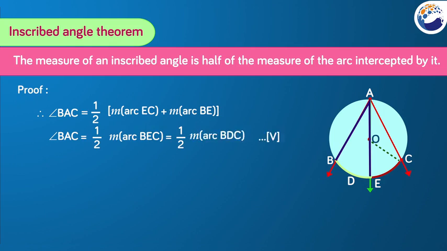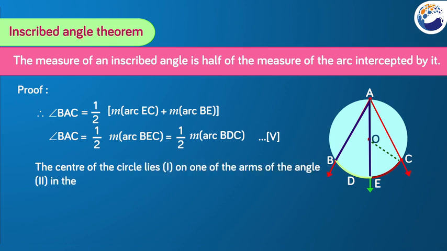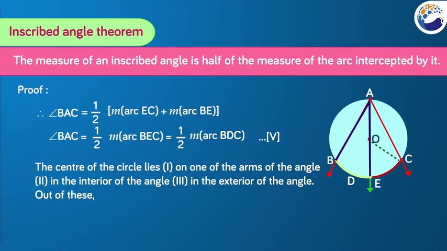Equation 5. The center of the circle lies 1. On one of the arms of the angle, 2. In the interior of the angle, 3. In the exterior of the angle. Out of these, first two are proved in equation 3 and 5. We will prove now the third one.